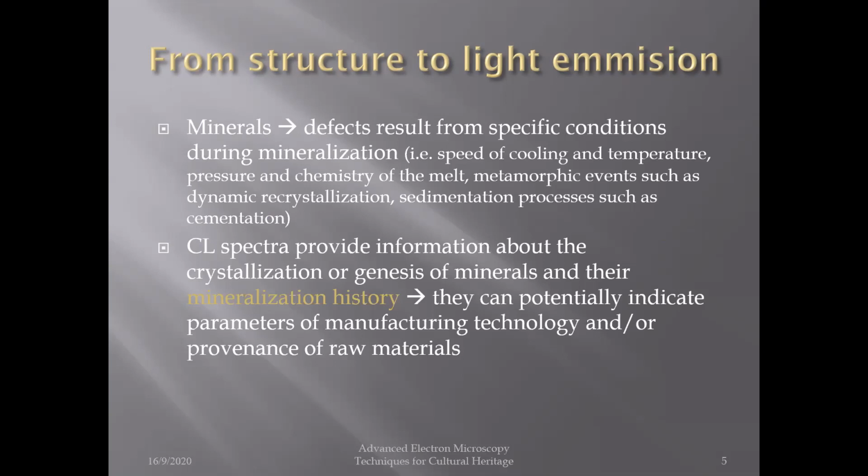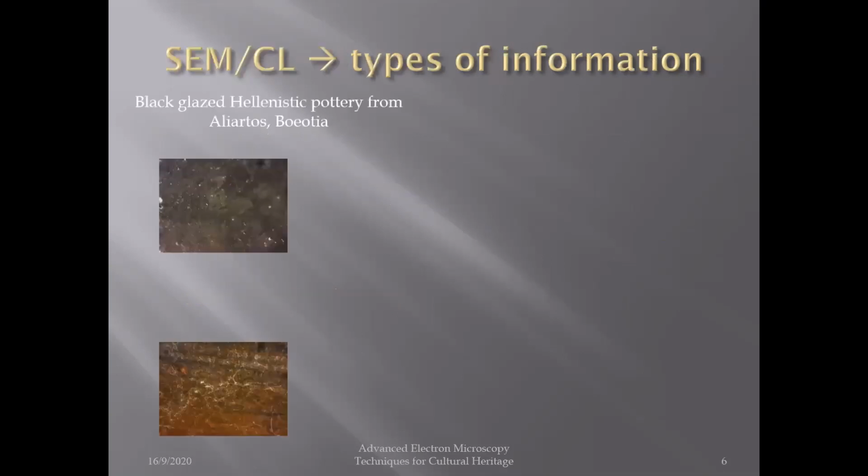And to take this a step further, this means that using the CL spectrum, we can identify individual raw materials. In certain cases, we can examine their provenance. And also, in certain cases, we can also examine parameters of the manufacturing technology of these objects. So, what kind of results do we get from this technique?